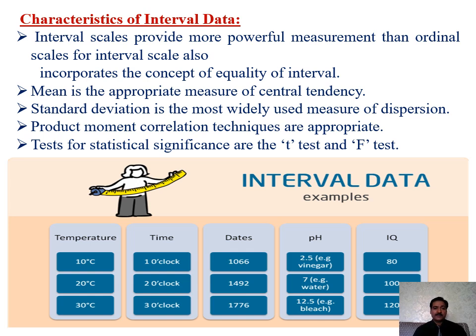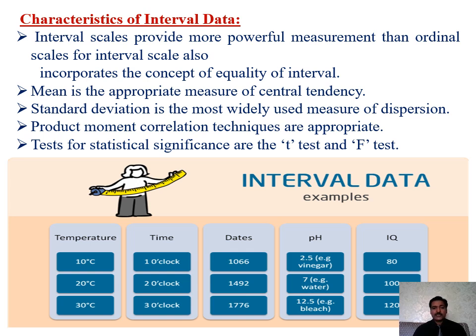And if we talk about characteristics of interval data, interval scales provide more powerful measurement than ordinal scales, for an interval scale also incorporates the concept of equality of interval. Mean is the appropriate measure of central tendency. Yes, in interval data, we can definitely find mean as an average or measure of central tendency. Standard deviation is the most widely used measure of dispersion. So in case of interval data, definitely we can calculate standard deviation as a measure of dispersion.